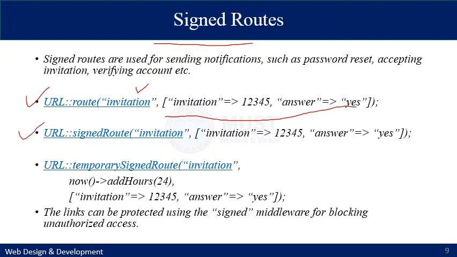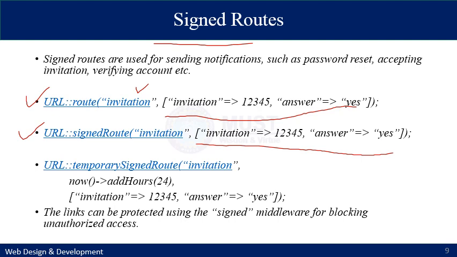You can do it by a signed route, and it will be a notification or an invitation sent to the user, and it will have the same parameters. Alternatively, you can create a temporary signed route. So this will help you to create a route that will be valid only for some time. That means if you want to verify an account, you can use a temporary signed route, and you can say that this route will be only valid for 24 hours, or up to any hours you want to add.